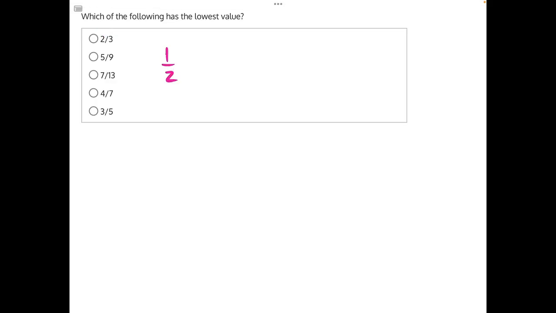Half of 9 would be 4.5, which is very close to the value of 5. Half of 13 is 6.5, very close to the value of 7. And half of 7 is 3.5, close to 4. Half of 5 is 2.5, close to 3. So all of these fractions are around the same value.